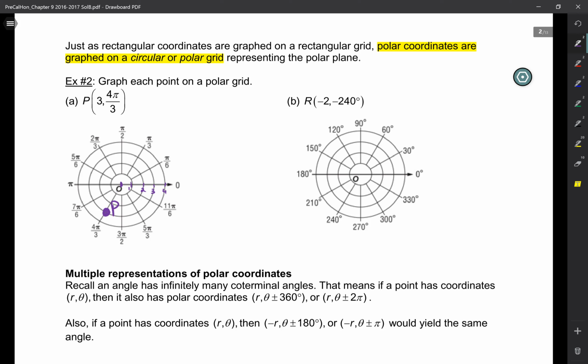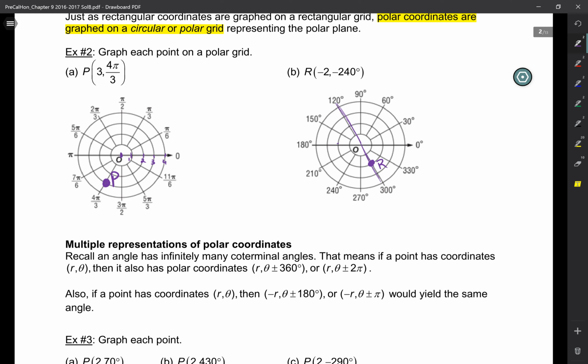All right, what about the next one? It's negative 240 degrees. Where is negative 240 degrees? So if I go here, that's negative 180. Negative 240 is on the 120. And how much am I going to go? So it's the 120 here. And because it's negative 2, I'm going to go in the opposite direction, 1 and 2, and that's where my point R is. Okay? We're good with this?